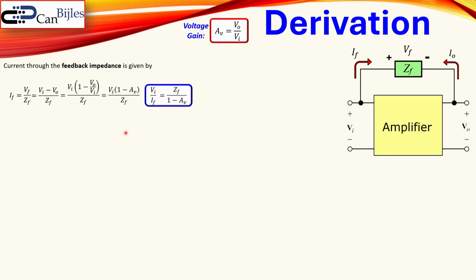If we now rewrite this to get an expression for VI over IF, that results in the feedback impedance ZF over 1 minus AV. This is an important result, by the way. You can see here the input voltage divided by the same feedback current. Between these two nodes we actually see an impedance which is 1 minus AV times smaller than the actual feedback element, which is an interesting result. Now we do a similar analysis for the output current. Looking from the output terminal, we can write down in a similar way our expression for the current.